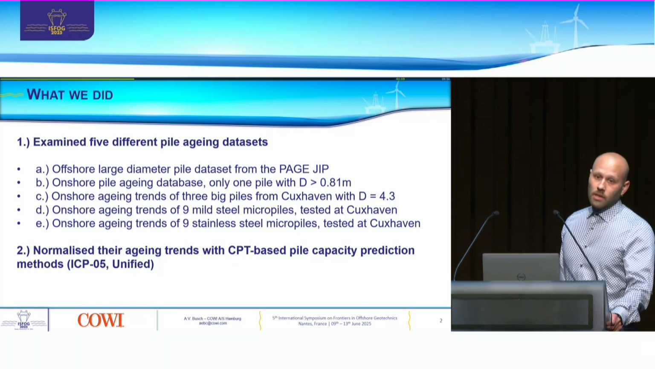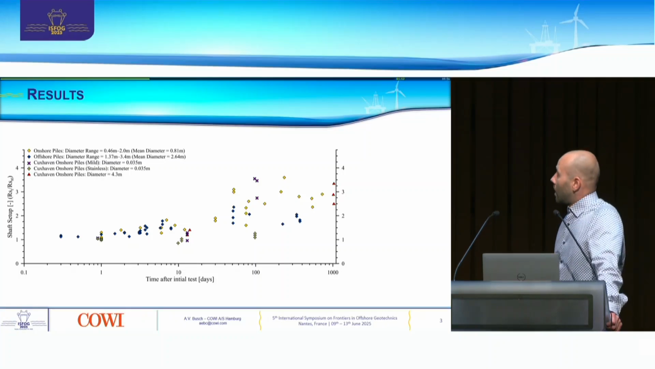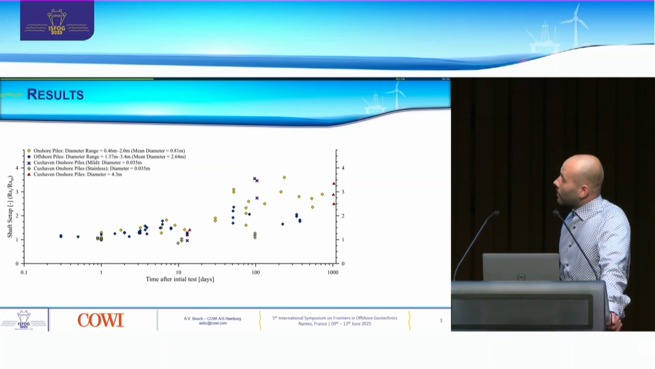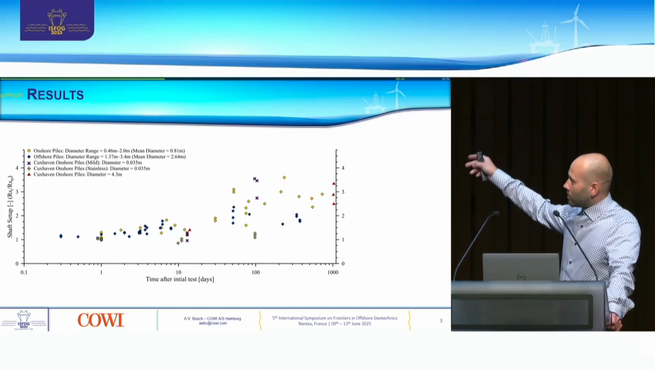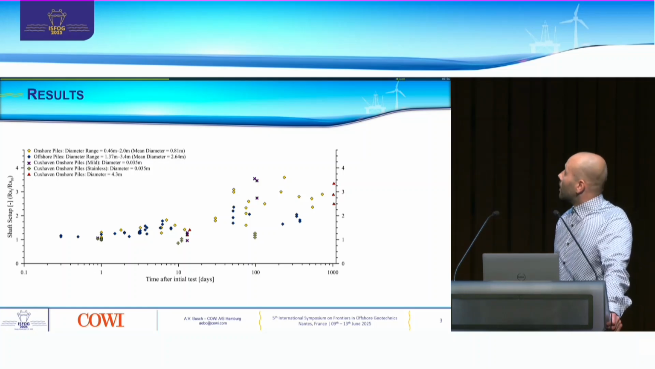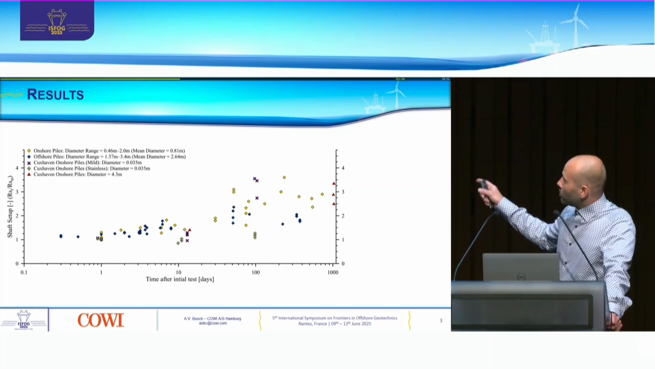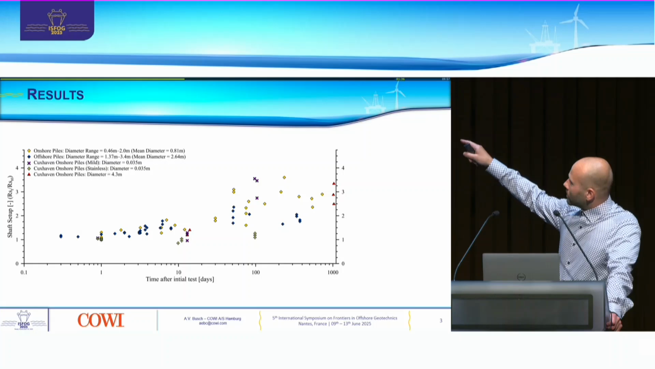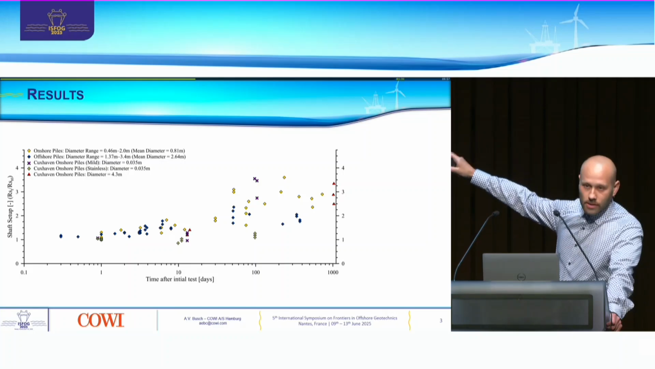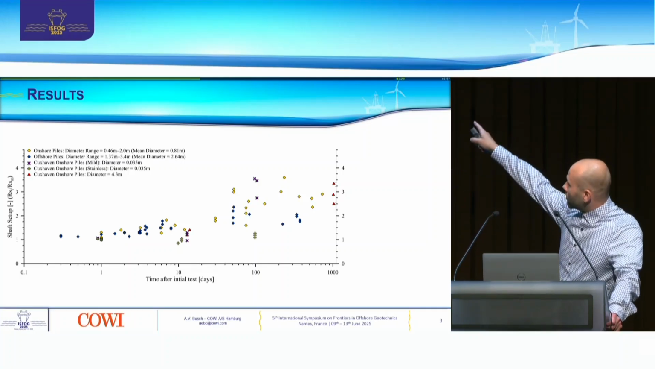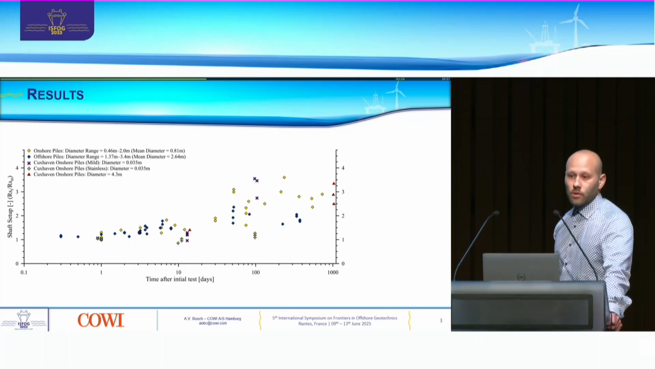Therefore, we have used the methods ICP05 and the unified method. Let's directly dig into the data. Here, for example, you can see the piles over time. Every data point represents a pile capacity at a certain time divided by its initial capacity. Yellow are the onshore piles, and in blue the offshore piles. The purple crosses are the mild steel micropiles, and the green crosses are the stainless steel piles. And in red, the triangles are the large Cuxhaven piles.